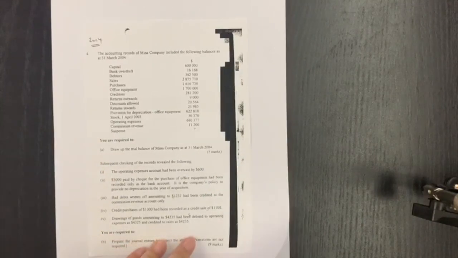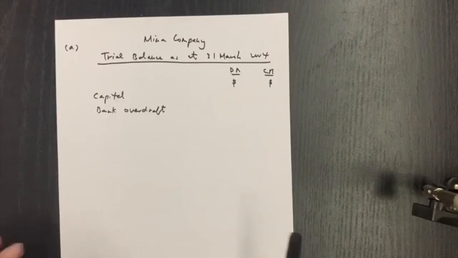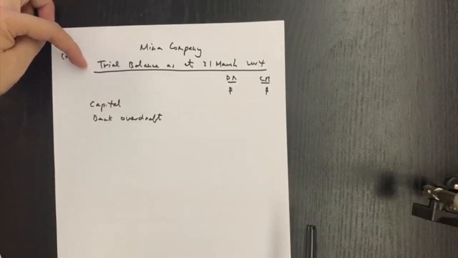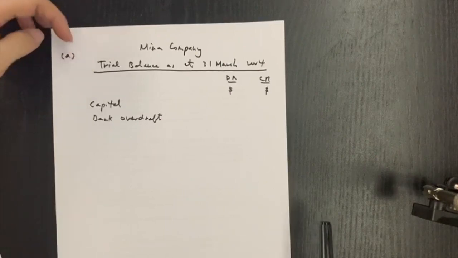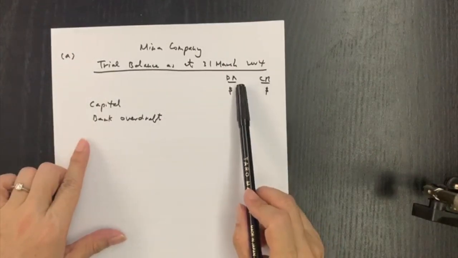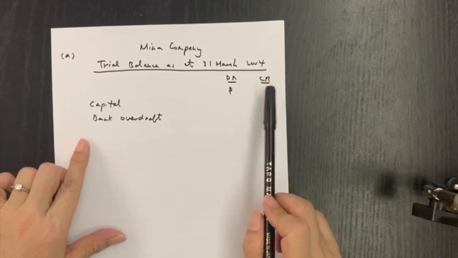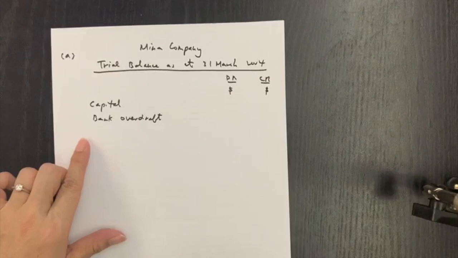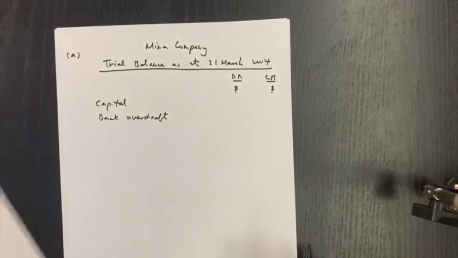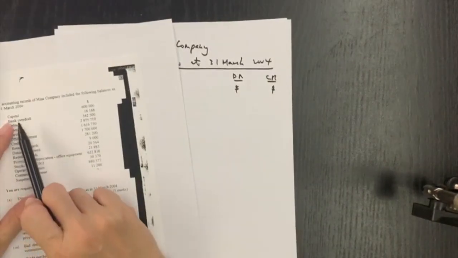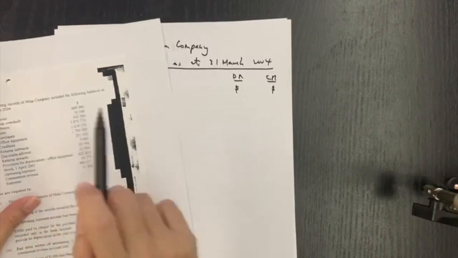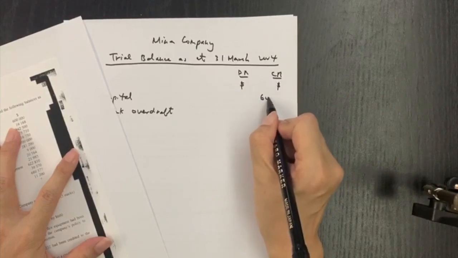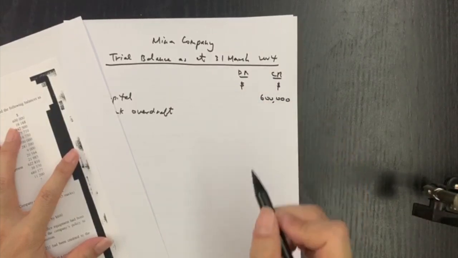Alright, so to do that, let us start with a nice heading, which is the name of the company, and this is trial balance as at 31st March. And then for trial balance, we always have this debit column and credit column, and don't omit this dollar sign and dollar sign, otherwise marks will be deducted. Okay, and here in the question, the first item is capital. Alright, so capital should always be a credit item. So here we put 600,000 on the credit side.